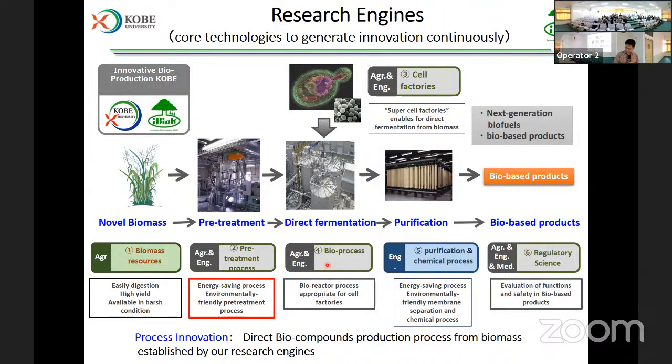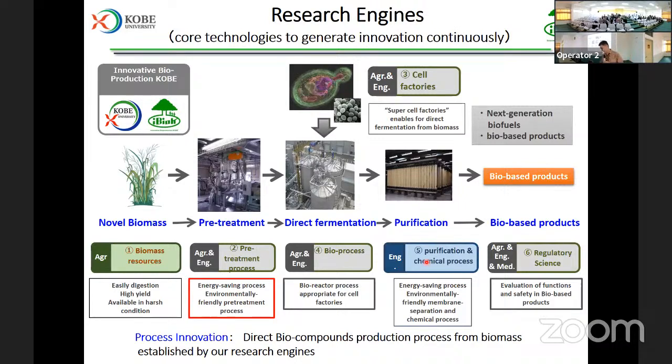Okay, we could produce fuel or chemicals by microbe fermentation, but after that we need to separate or purify them. The purification process is very important. So at Kobe, we created a new technology, the membrane separation technology, for this.